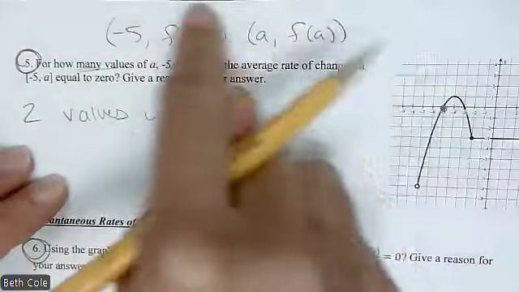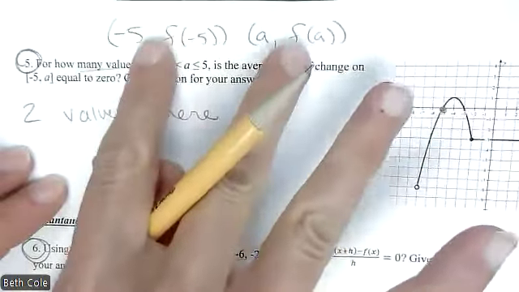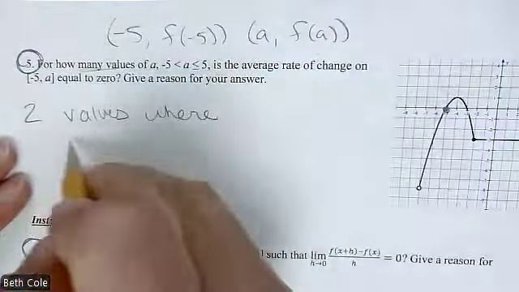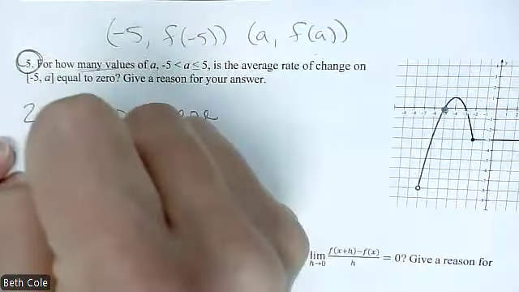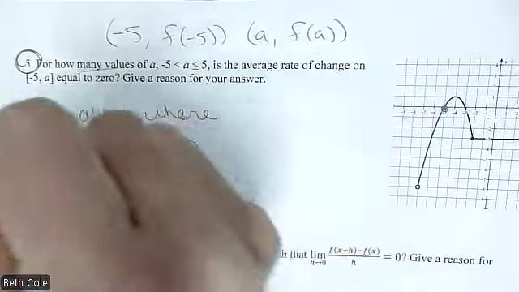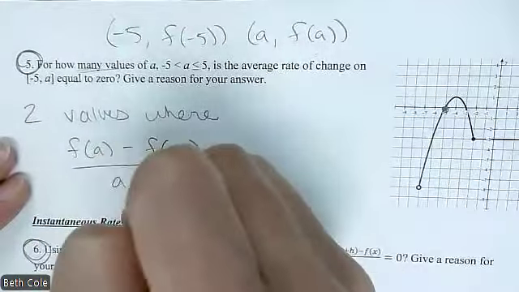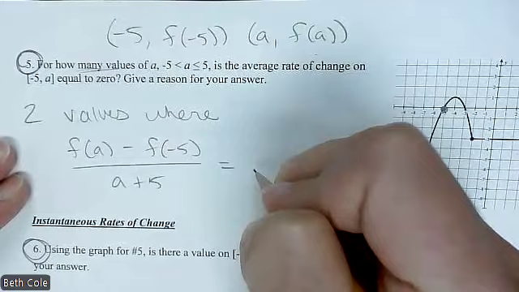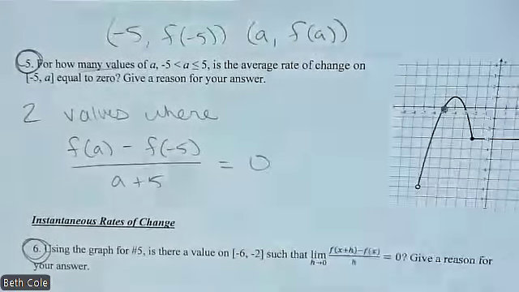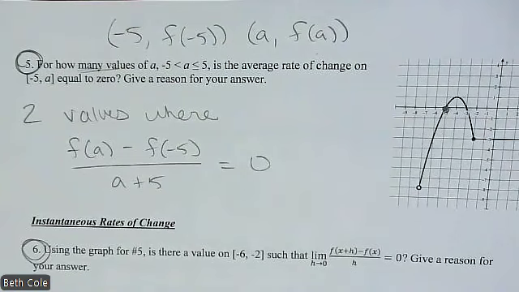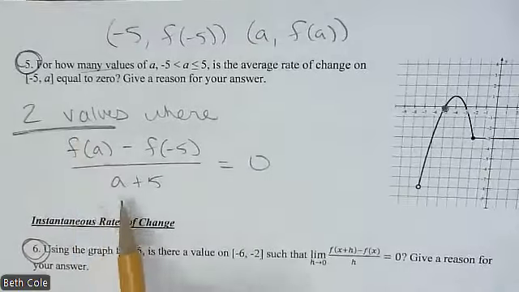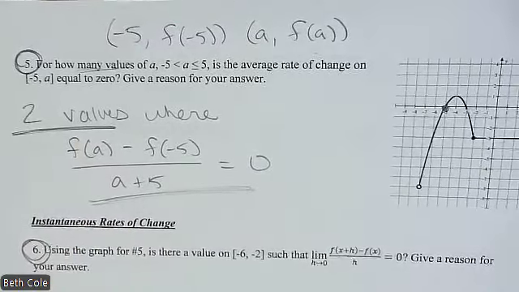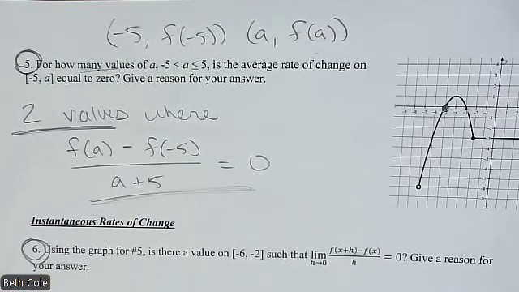I know it's going to look funny, but what will this be for us to do a slope between these 2 points? How will it start? Well, f of a, good, minus f of -5, good, over a plus 5. And I want to set that equal to, what did it say in the problem? 0. So there's 2 values where that slope equals 0. It's worth 2 points. 1 point for saying there's 2 values, the answer, and then 1 point for the explanation using a slope formula. Cool? Okay.